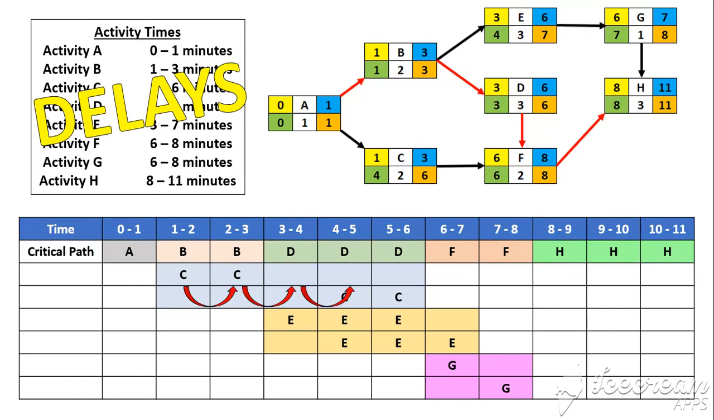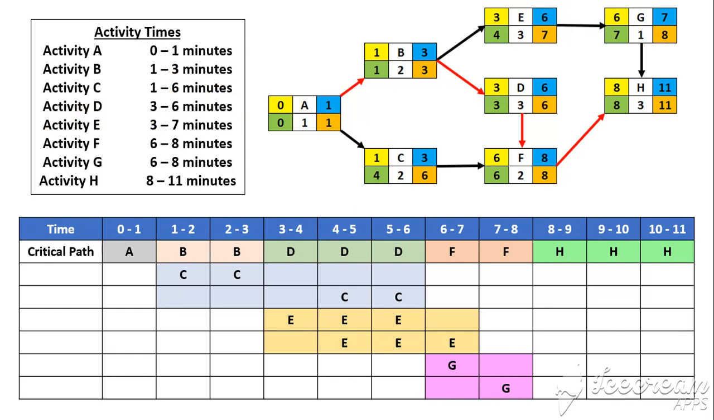But there are things that can be delayed. Activity C could be delayed by up to 3 minutes if we needed to. Activity E could be delayed by 1 minute if we needed. And activity G could also be delayed by 1 minute if we needed.